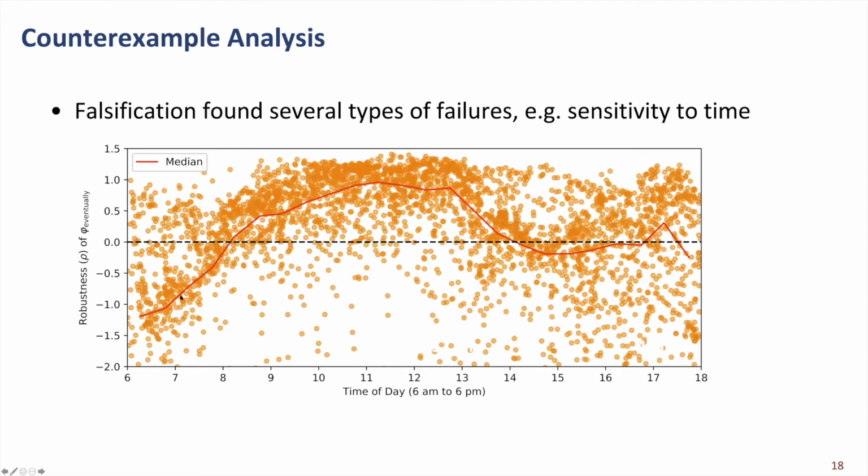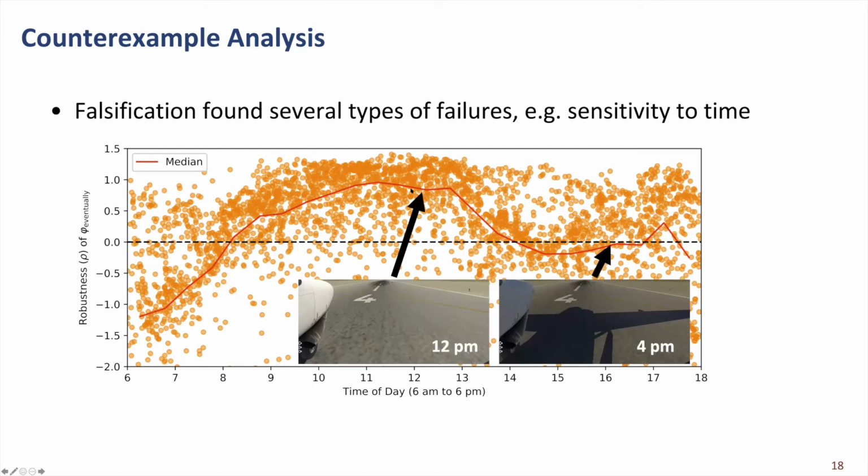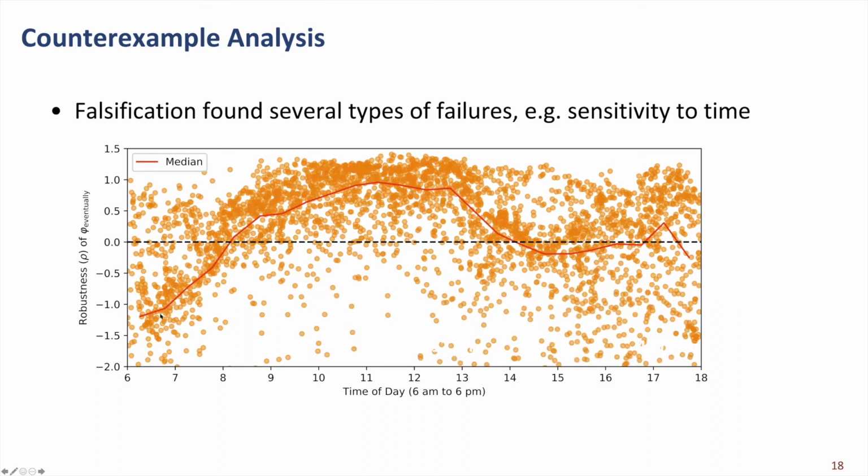So this is plotting all of the simulations as a function of time of day from 6 a.m. to 6 p.m. And the y-axis here is the robustness value of that specification we saw before. So positive means it was satisfied, negative means it was violated. And you can see there's quite a strong dependence on time. I'm showing the median here just for clarity. You can see that it does quite well in general, for instance, around noon, whereas later in the afternoon, it does worse, and also early in the morning.